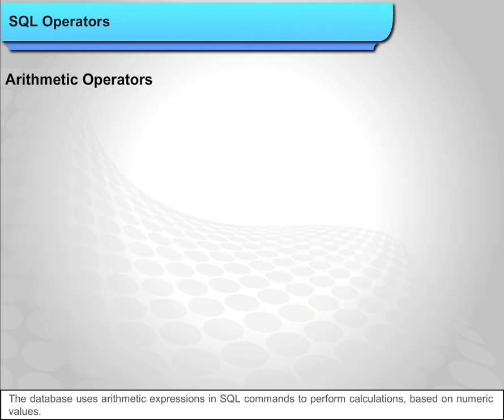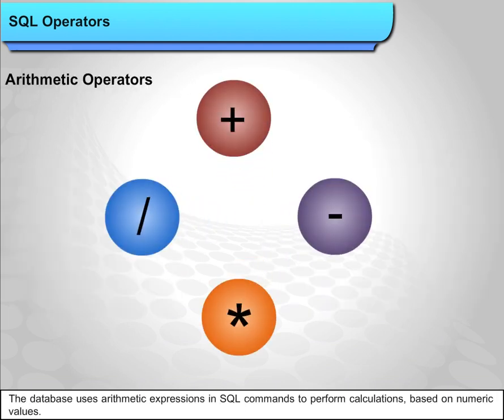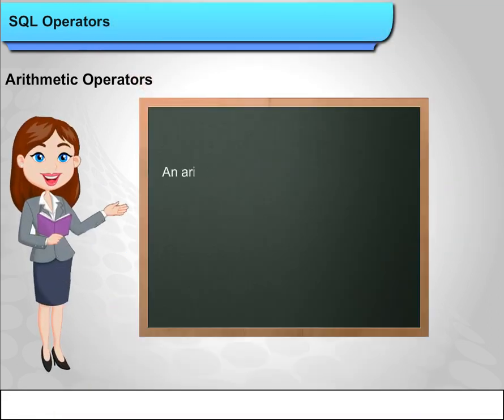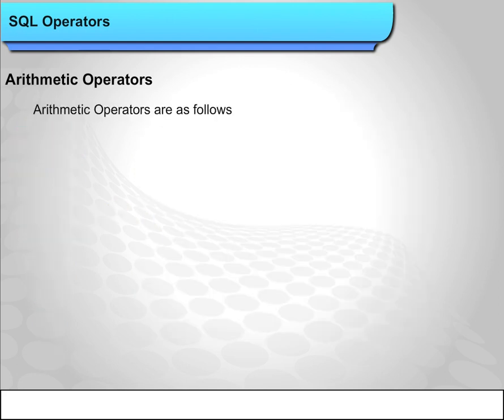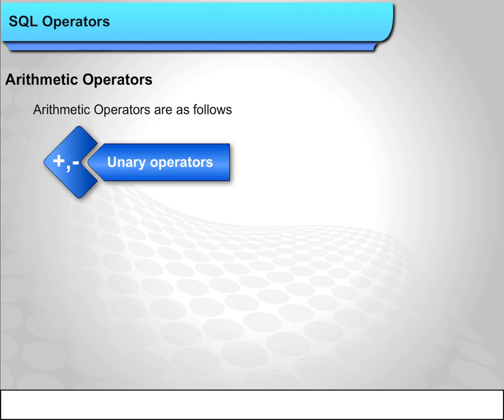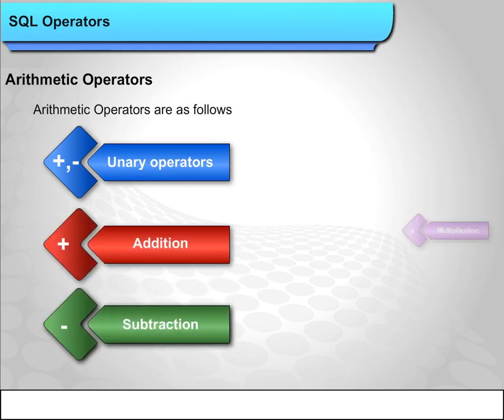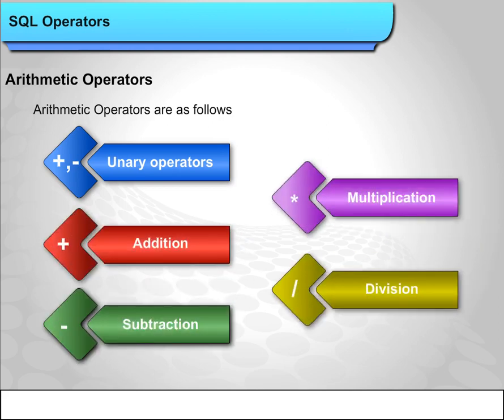Arithmetic operators. The database uses arithmetic expressions in SQL commands to perform calculations based on numeric values. An arithmetic expression consists of column names connected with a number data type through an arithmetic operator. Arithmetic operators are as follows: unary operators, addition, subtraction, multiplication, division.